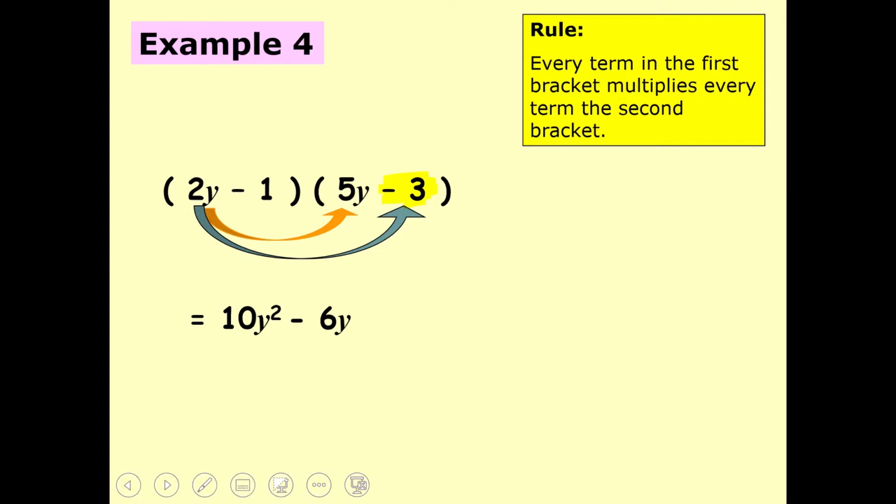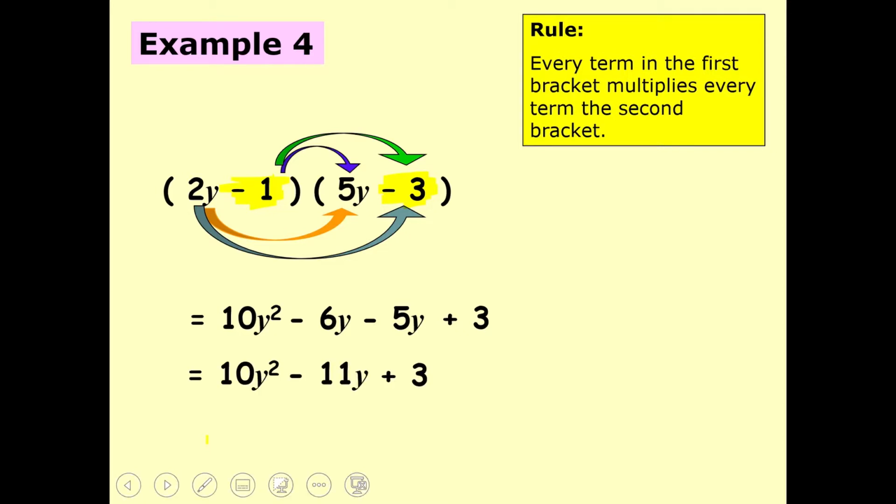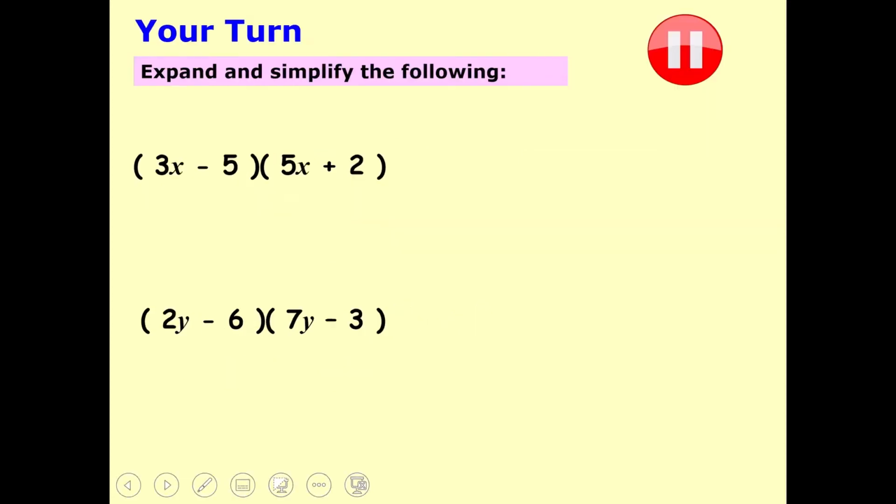Gives us negative 6y. Then we're going to take our negative 1. That's all together. Negative 1 times 5 to give us negative 5y. And then negative 1 times negative 3 to give us plus 3. Once we've got all them expanded out, we can just collect our like terms in the middle to give us 10y squared minus 11y plus 3. Okay, and your turn again, 2 questions. If you pause the video here, give them a try, and when you unpause, we'll go over the answers.